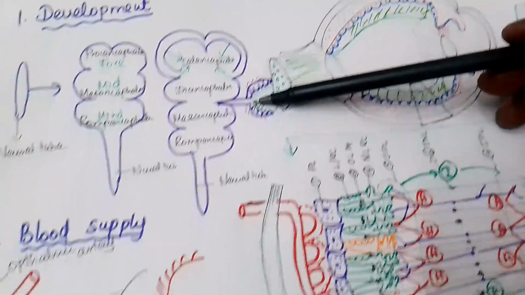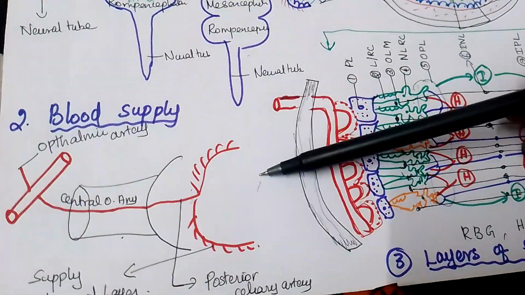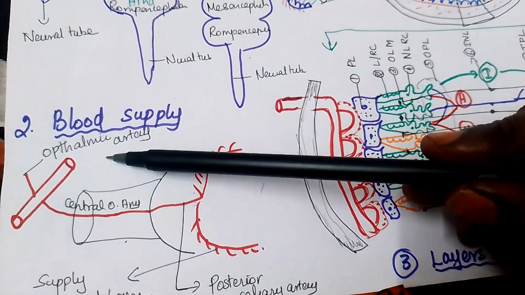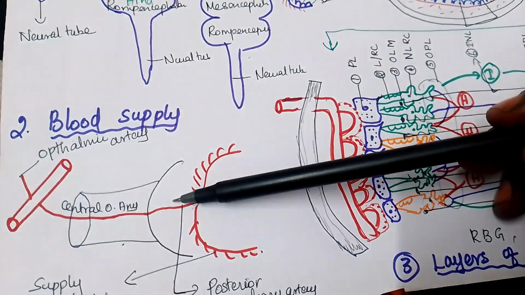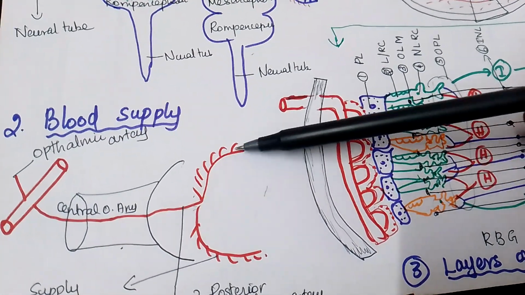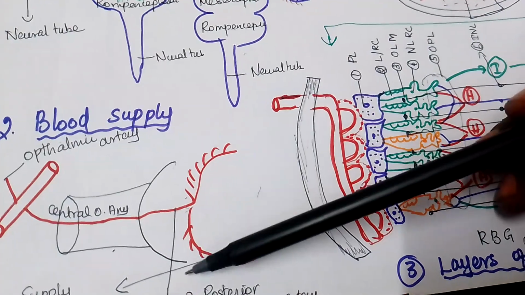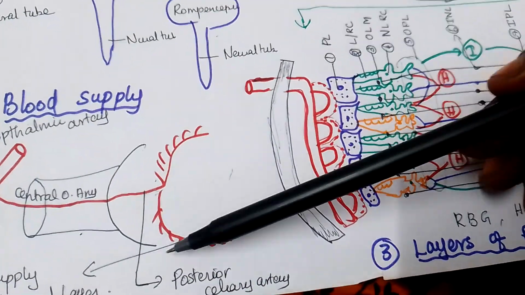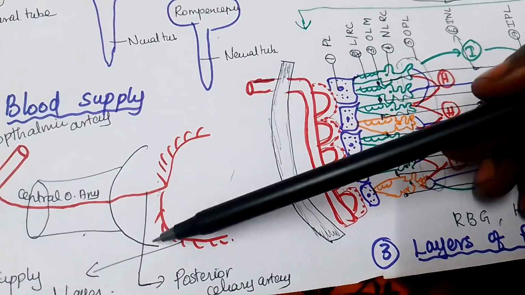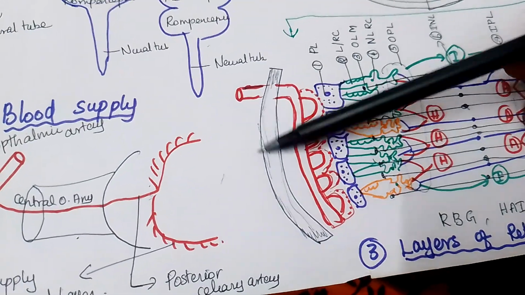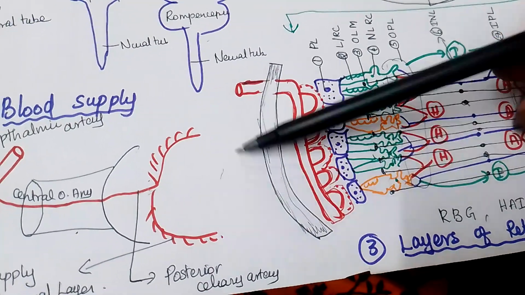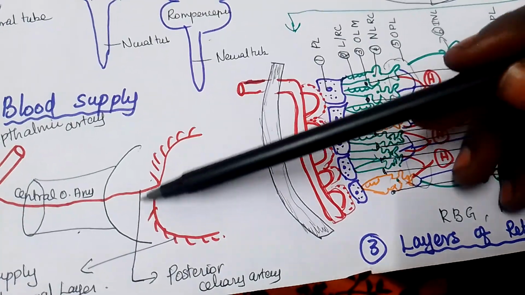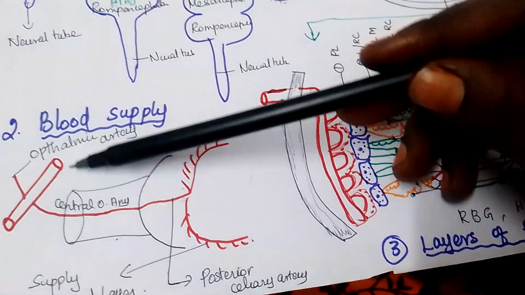Then you could consider the blood supply. For blood supply, you can remember the ophthalmic artery when it is supplying to the central retinal artery, and when it is divided into inferior and superior branches. Another artery is the posterior ciliary artery, with long arteries and short arteries. When it is supplying the front side of the eyeball, it is called the anterior ciliary artery. So these are the main branches coming from the ophthalmic artery.